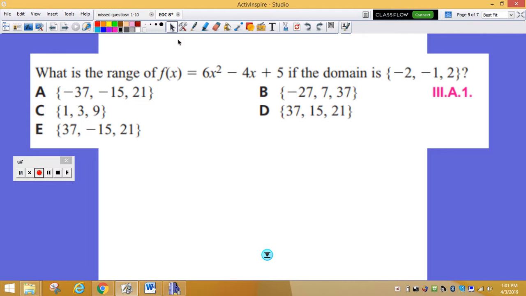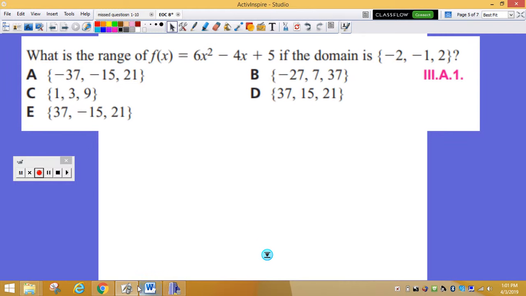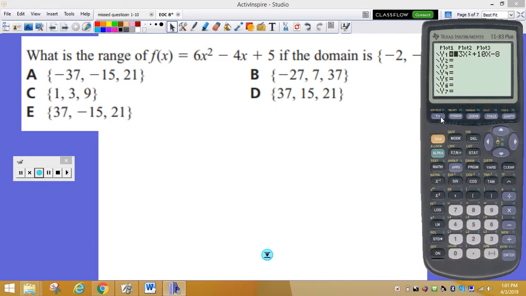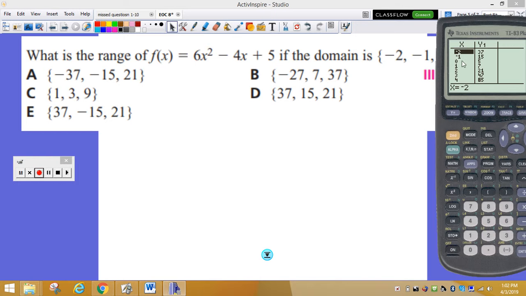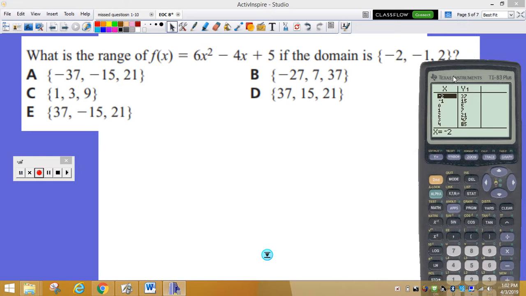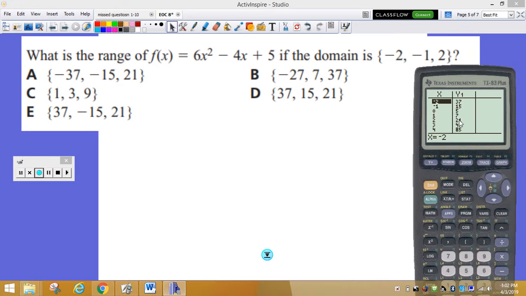All right, let's try another one like this. What's the range if they give you the domain? Well, remember, you go to y equals. We're going to type in that equation, 6x squared minus 4x plus 5. We're going to hit second graph. The first domain or x that they give me is negative 2, so I'm going to go up. The first answer is 37. Negative 1 is at 15, and 2 is at 21. So my answer should be 37, 15, and 21, which is D.